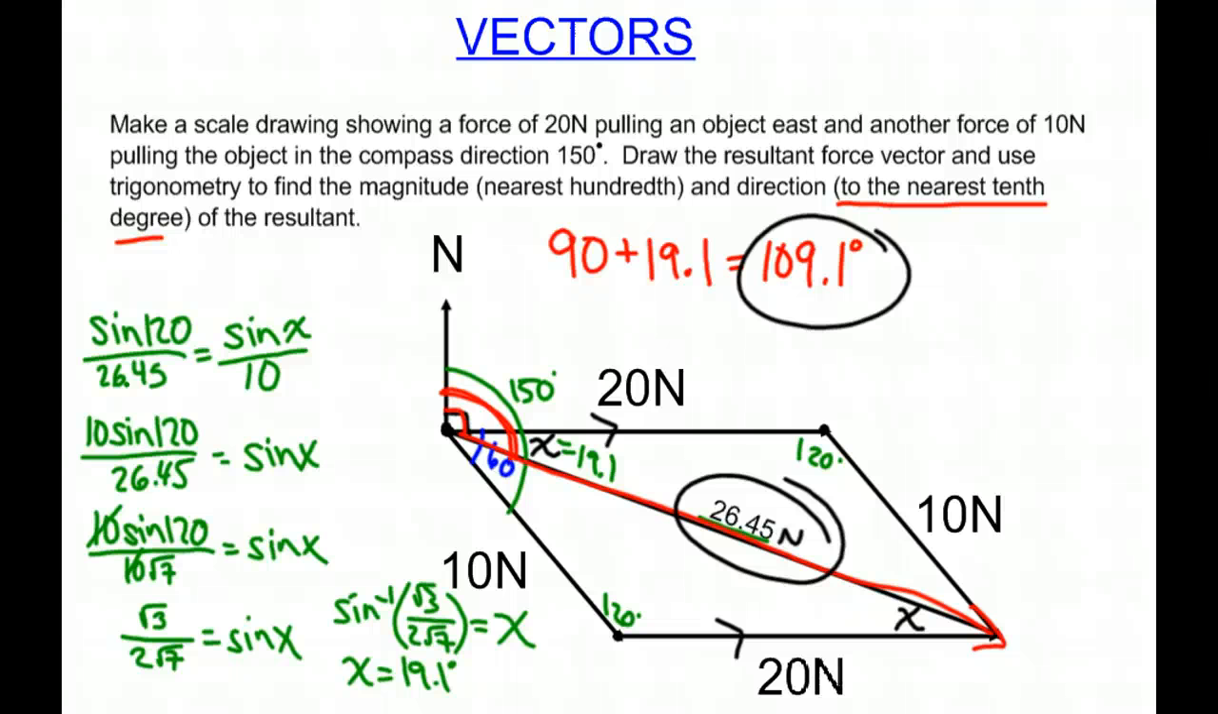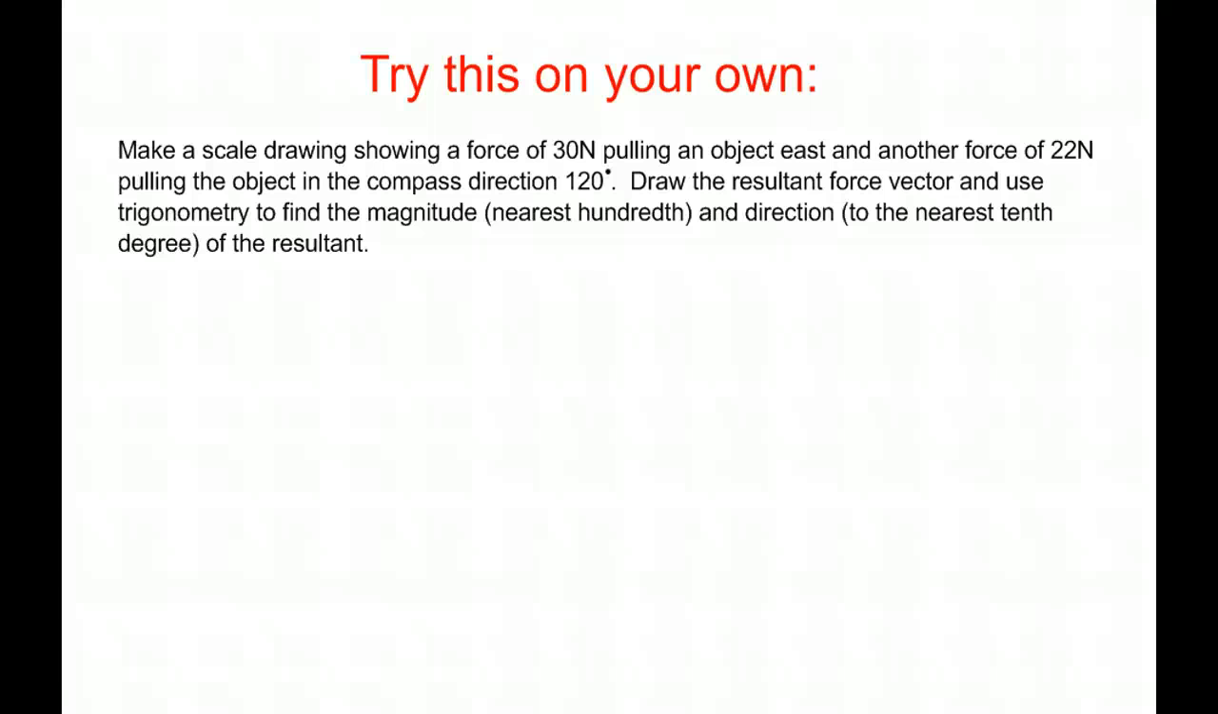So I'd like you to try one on your own. Here you want to make a scale drawing showing a force of 30 newtons pulling an object east and another force of 22 newtons pulling the object in the compass direction 120 degrees. Draw the resultant force vector and use trigonometry to find the magnitude to the nearest hundredth and direction to the nearest 10th degree of that resultant.